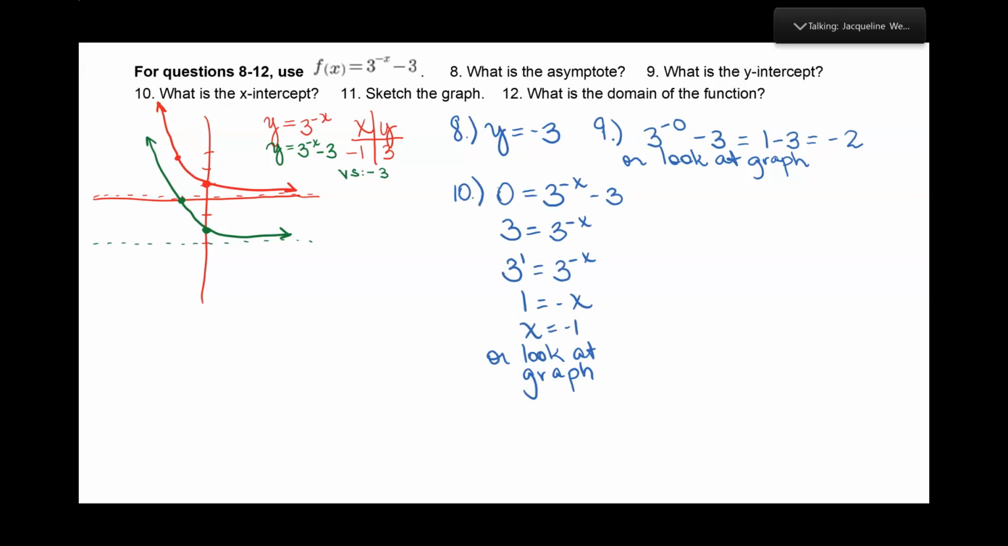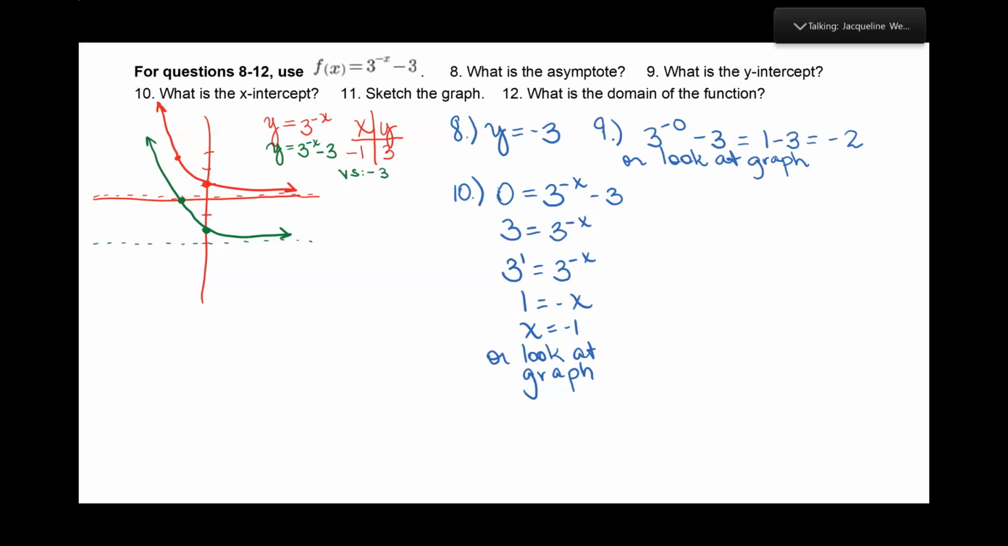-1, but if by chance I didn't have that point plotted, remember that you can find the x-intercept by putting 0 in for y, okay? So if I put 0 in for y, I want to get this exponential by itself, so I'm going to add 3 to both sides. All right, so now I have an exponential equation and my bases are the same. So remember, when your bases are the same, you can set your exponents equal to each other. So I'm going to set 1 equal to negative x and get x equals negative 1. And again, that's that same point that we saw on our graph. So either way, you can solve it algebraically or you can look at the graph, either one.